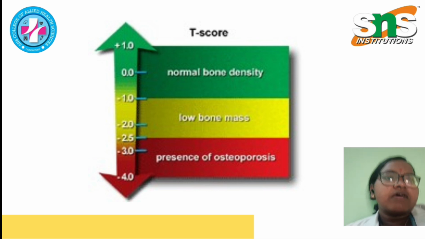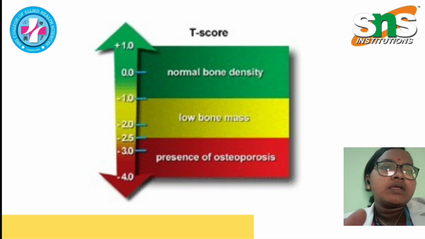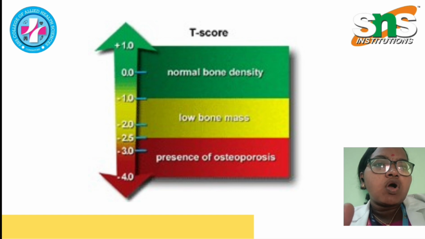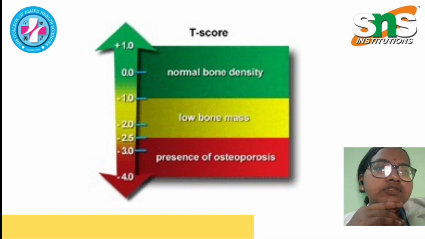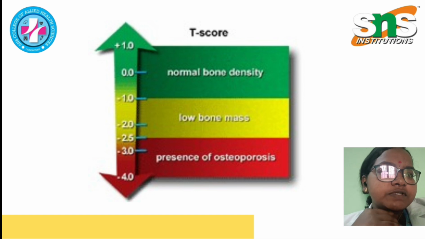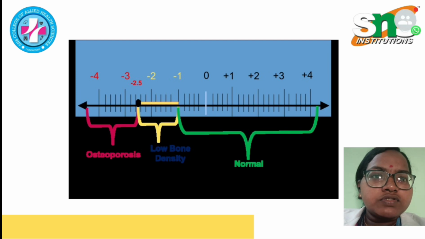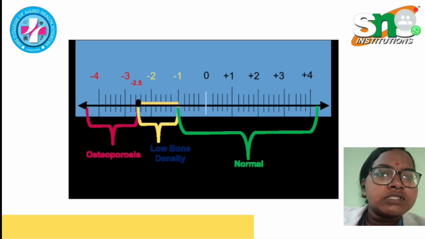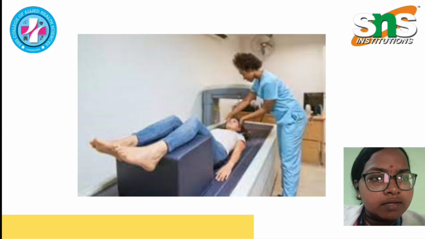So here is the graphical representation of the DEXA scan report, showing a green signal as normal, which is above -1, and -1 to -2.5 is considered low bone mass, and below -2.5 is considered the presence of osteoporosis. Next, here is another image showing osteoporosis, normal, and osteopenia, and this is how the modality looks.